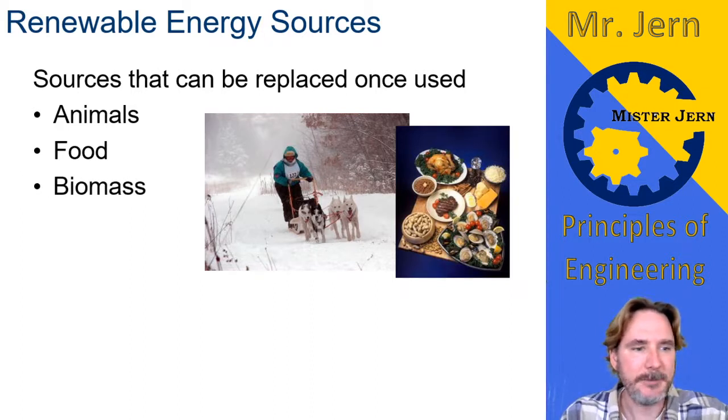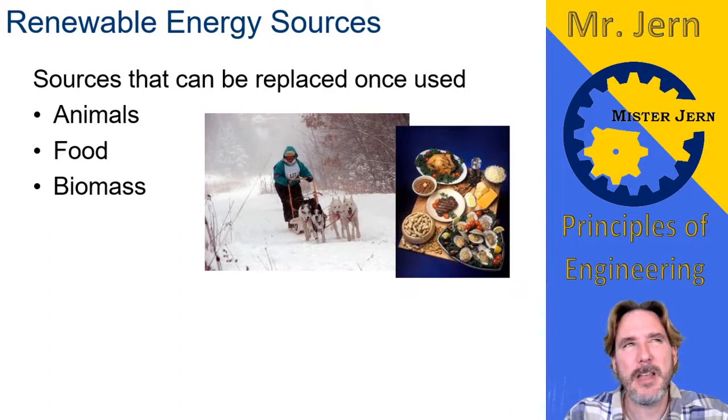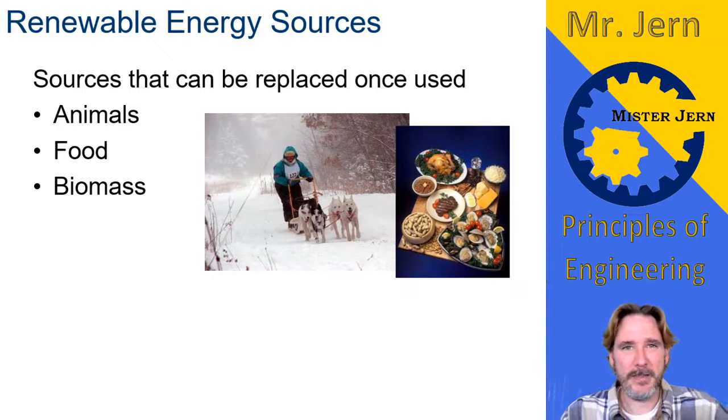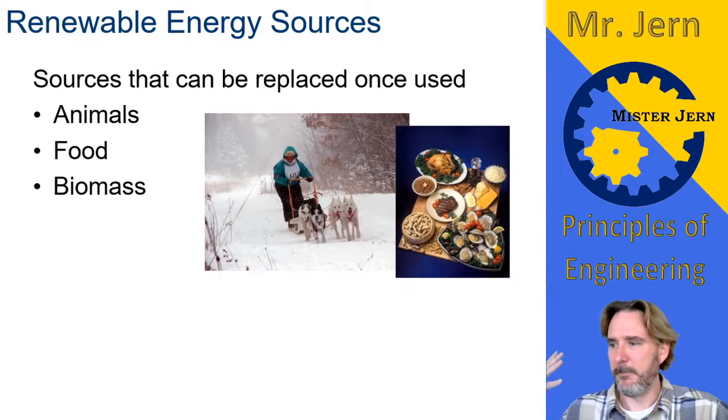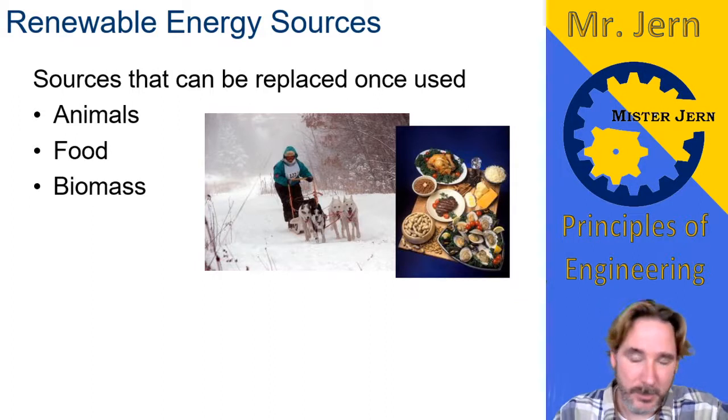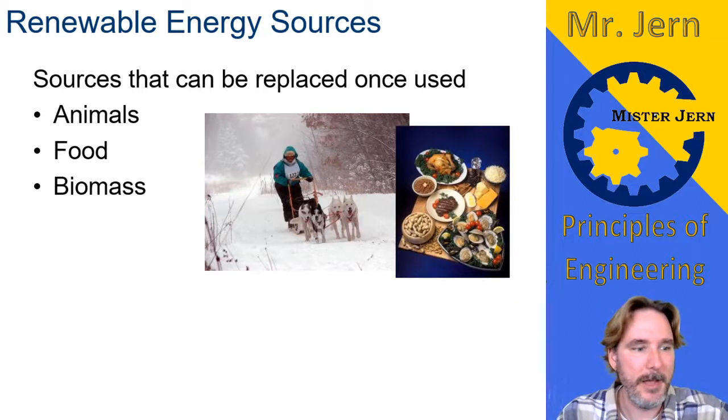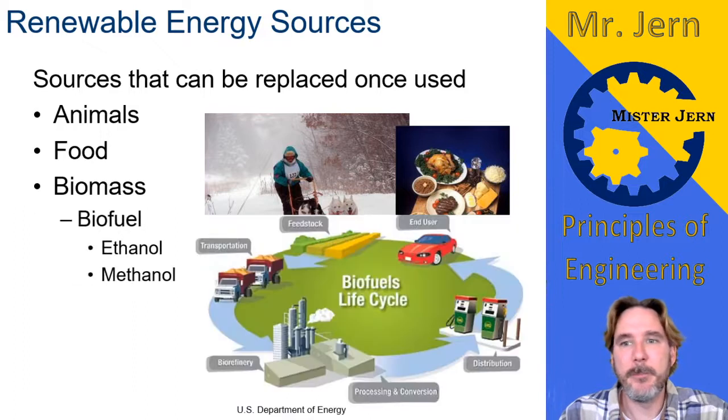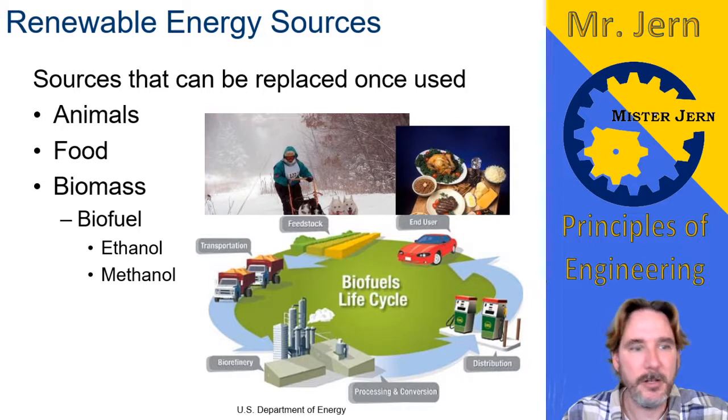Biomass. Again, you wouldn't count it as food, but it's stuff that's grown. So anything that can be burned and the energy harvested from it that you wouldn't call food is considered biomass. And we turn that into biofuel. We turn that into things like methanol and ethanol, two different types of alcohol that can be burned to be used. So those are renewable.